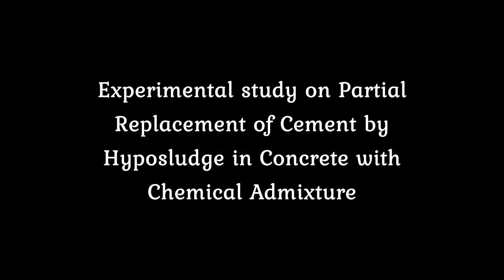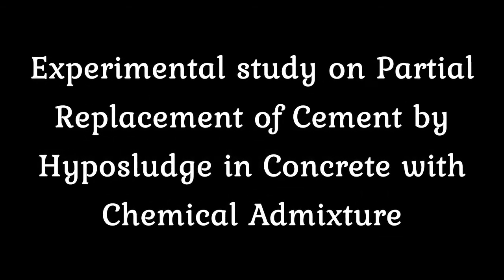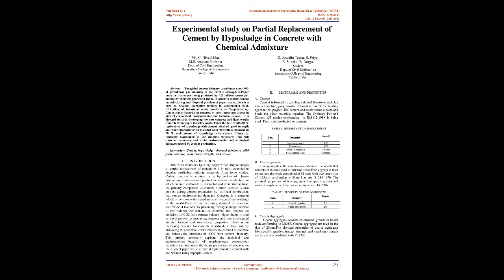Experimental study on partial replacement of cement by hypo sludge in concrete with chemical admixture. Abstract: the global cement industry contributes about 9% of greenhouse gas emissions to the Earth's atmosphere. Paper industry wastes are being produced at 420 million tons per annum by chemical process in India.